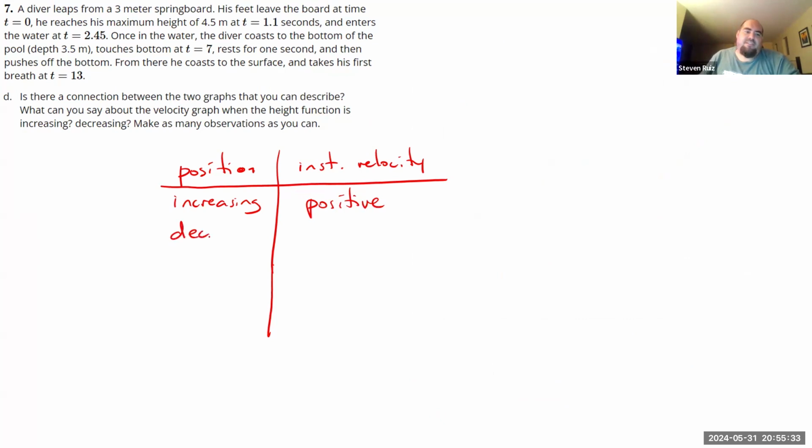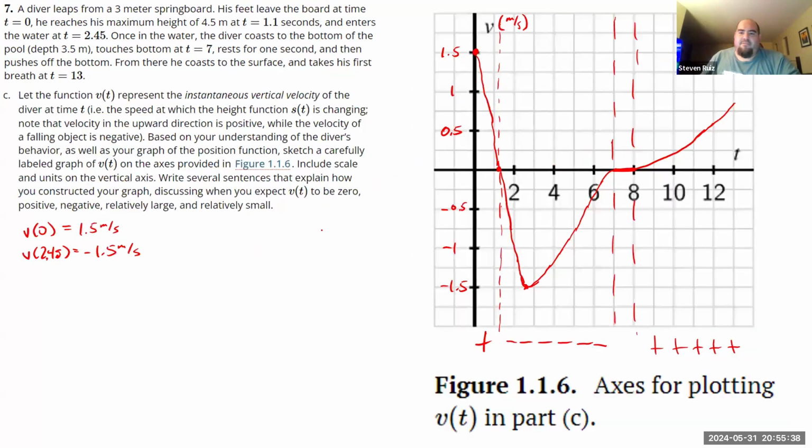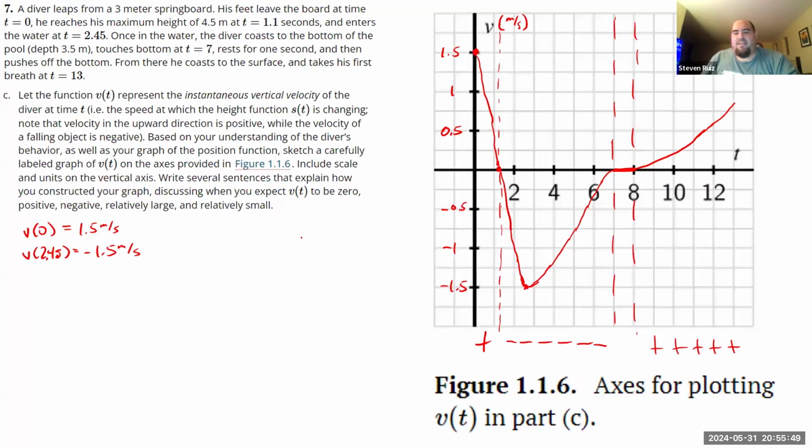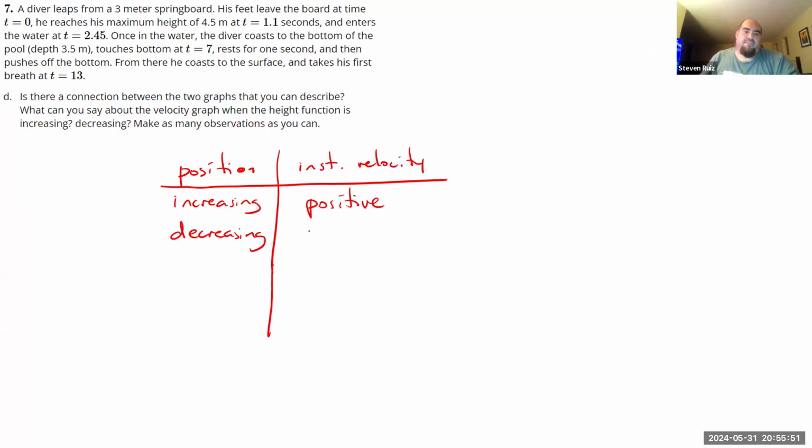What about when your position is decreasing, as it is from t equals 2.45 to t equals 7? Well, all those slopes of tangent lines are going to be negative. So that's what it looks like on a velocity graph. We have negative values. And finally, what if you're neither increasing nor decreasing? What can we say about the position in that case? That's constant, unchanging, however you want to say it.